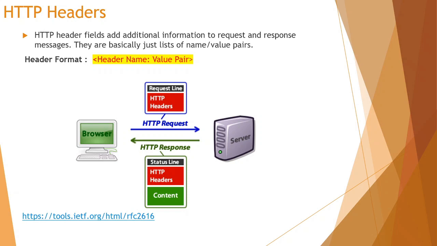When a client sends a request to a server, with the help of the HTTP header, the client will tell the server that I am using XYZ type of encoding. My supported language is English, or my accepted files are HTML, text, or doc files. So this type of additional information can be shared with the help of the HTTP header.